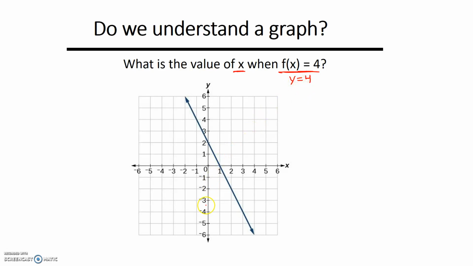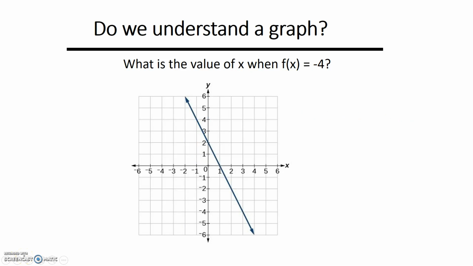when y is equal to 4, if I'm here on my y-axis and I go to 4, where does the line hit? If I follow this down, the x value right there is going to be -1. So what is the value of x? x is equal to -1 when f of x is equal to 4. And again, all I'm doing now is asking you this question in reverse. Okay, let's move on to the next one.